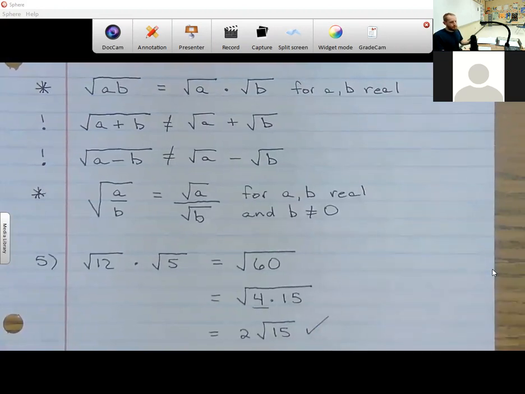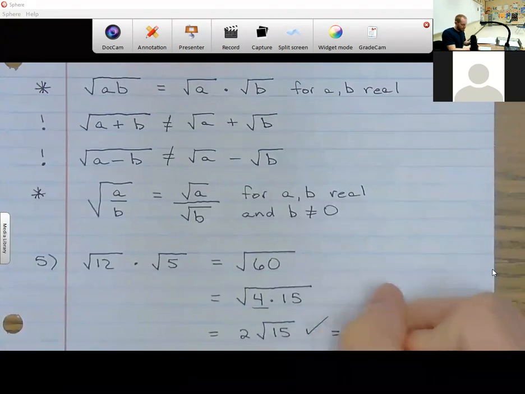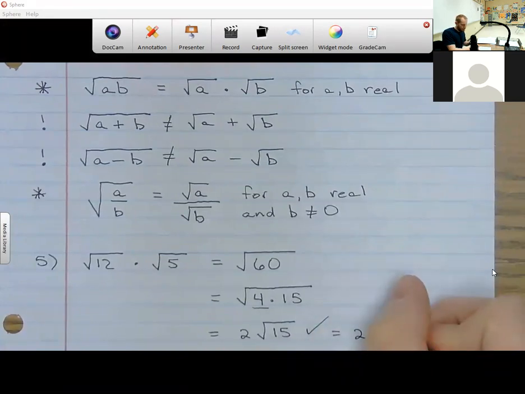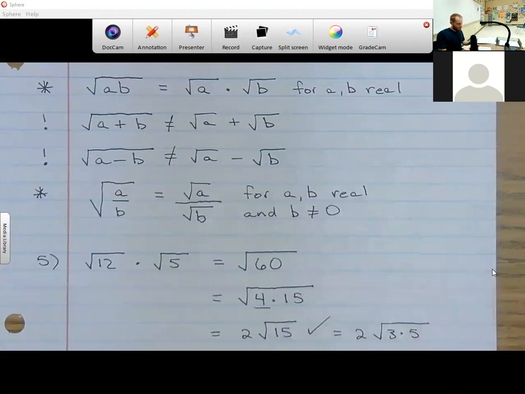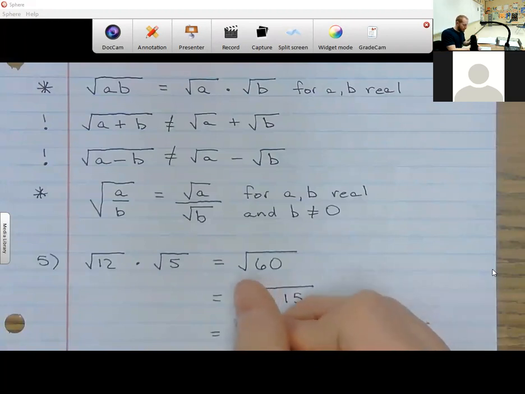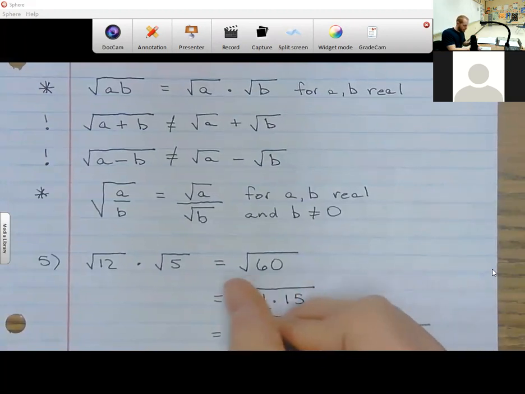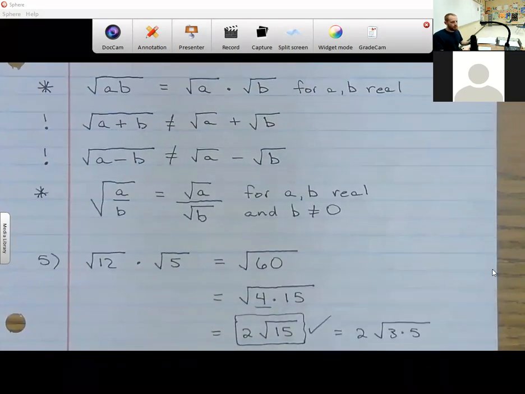You can't break up 15 into square numbers, right? Because that would just be, what, 3 times 5? That's true. I mean, 3 times 5 does equal 15, but is any one of these a perfect square? No. So I can't break it up any further. I've got to leave it as this. This is going to be my final answer, okay? We're simplifying it as much as possible.